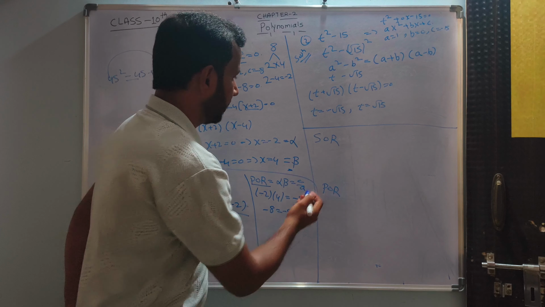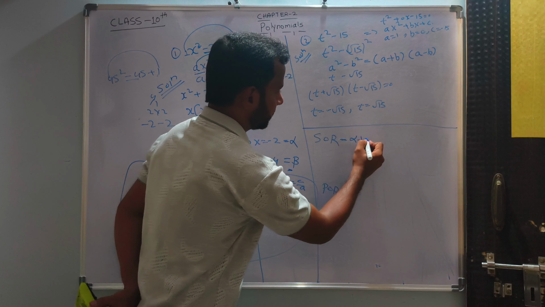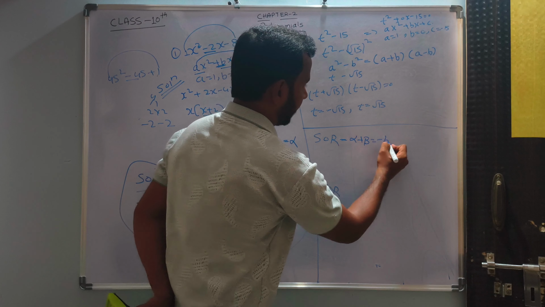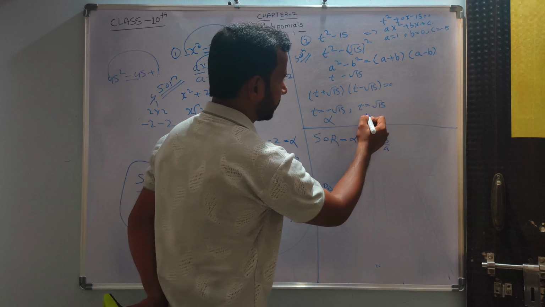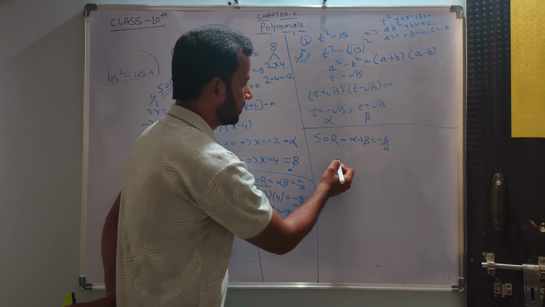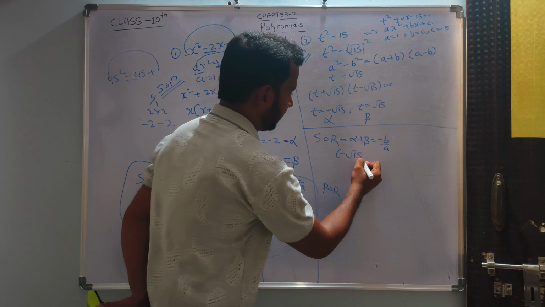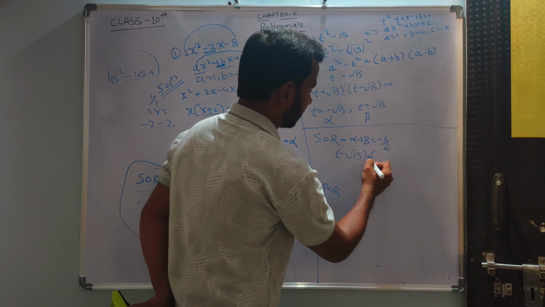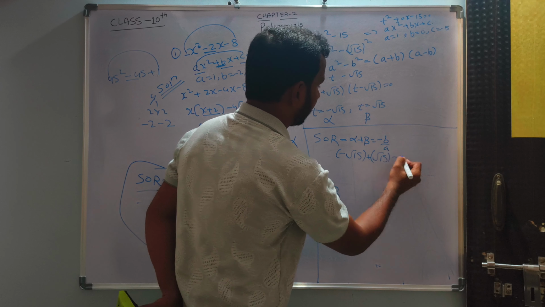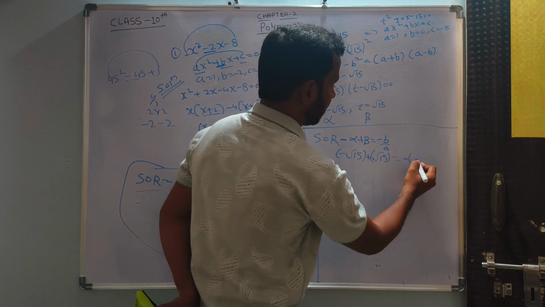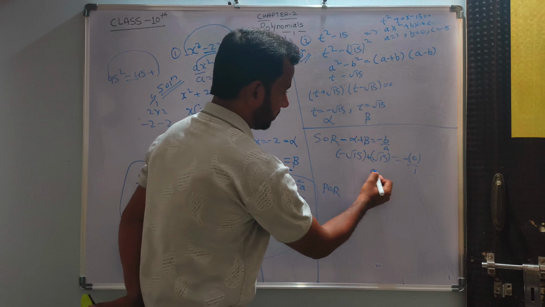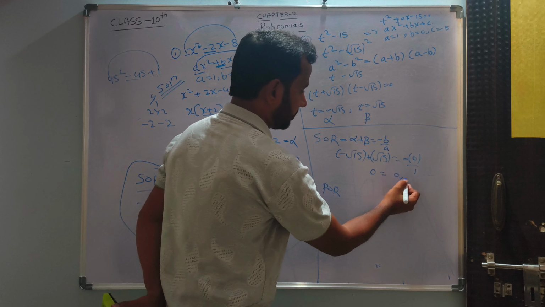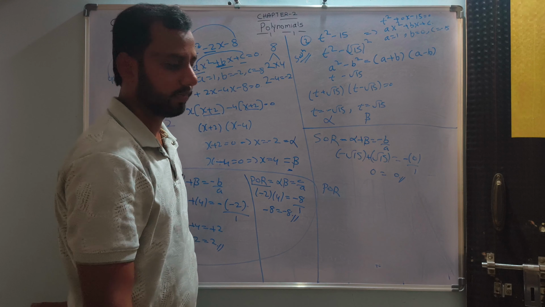Now, for example, sum of roots alpha plus beta equal to what? Minus b by a. What is alpha here? Minus root 15. What is beta? Plus root 15, equal to, what is the b value? Minus 0 by 1. Minus root 15 plus root 15 is 0. 0 divided by anything is 0. Therefore LHS equal to RHS.